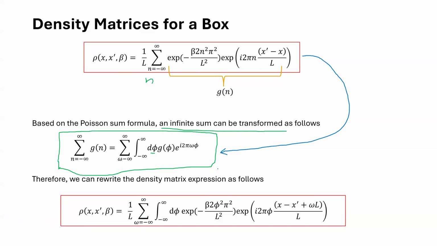This omega parameter is called the winding number, and here in this exponential factor we have omega L as well, because of this exponential term. So we rewrote the density matrix based on the winding number.